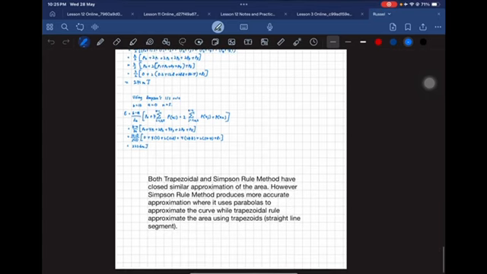To conclude, both the trapezoidal and Simpson's rule methods have closely similar approximations of the area. However, Simpson's rule produced a more accurate approximation, where it used parabolas to approximate the curve, while the trapezoidal rule approximates the area using trapezoids, which are straight line segments.